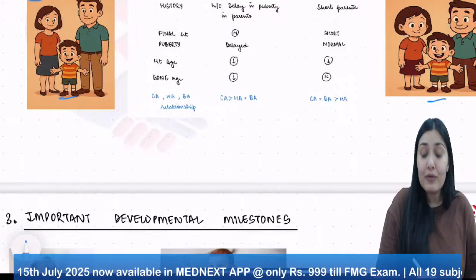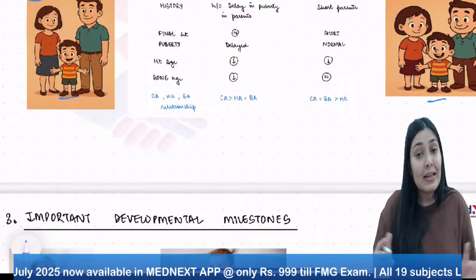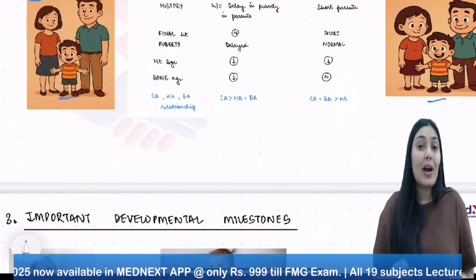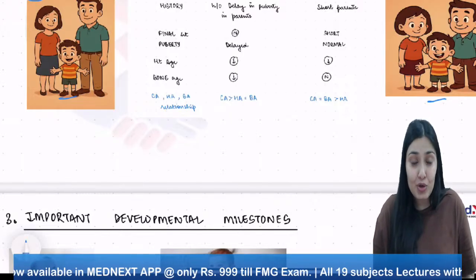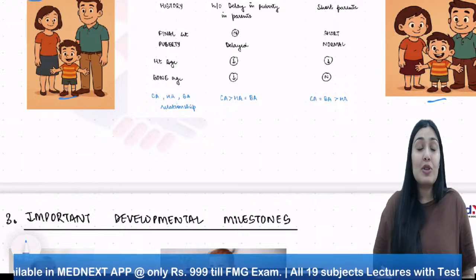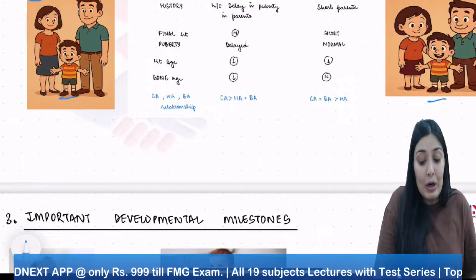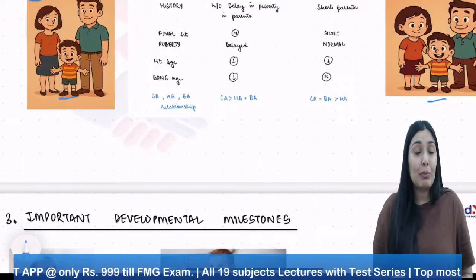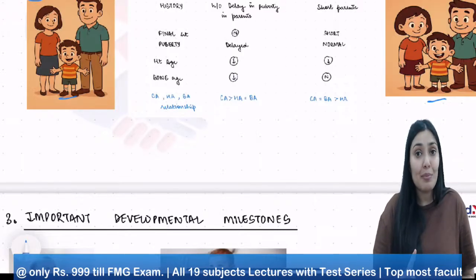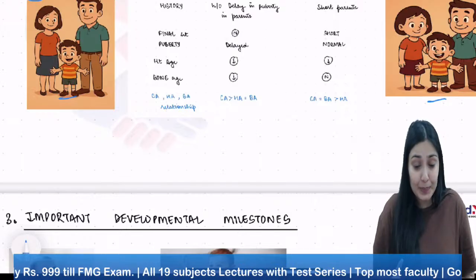Here the final height of the child is going to be normal like the parents, but right now the child is short. So this is the difference between constitutional and familial short stature. Constitutional delay in growth and puberty is more common as compared to familial short stature.